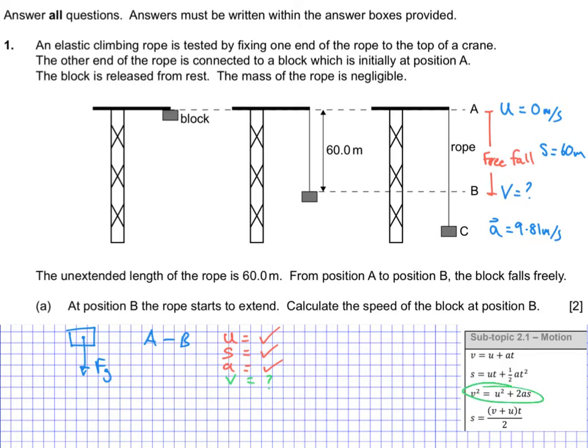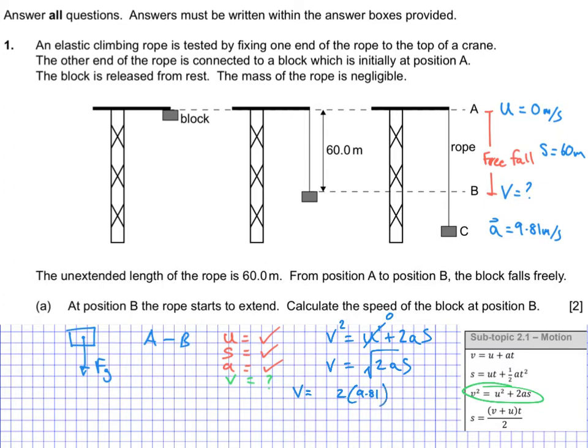So let's go ahead now and see if we can solve. So we're solving for v, and that's going to be v squared is equal to u squared plus 2as. Well, u squared is 0, so that becomes irrelevant. And then we're just going to go 2as square rooted is going to give us that velocity at position B. So let's keep going. v, let's put the numbers in. It's going to be 2 times 9.81.